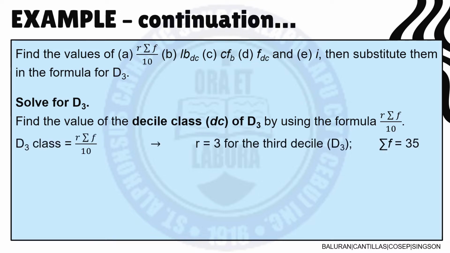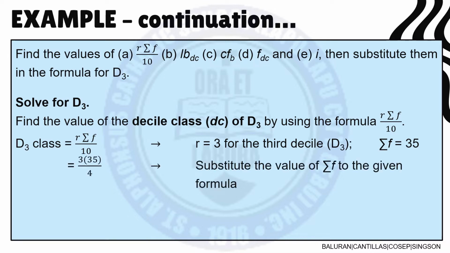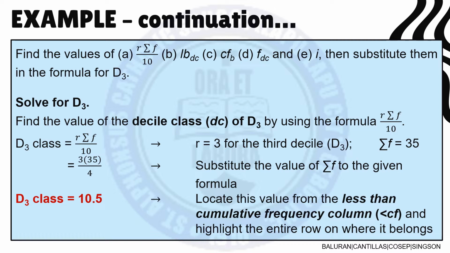This time, our R is equal to 3 since we are looking for the third decile, and our summation of f is equal to 35. Substitute them to the given formula, and then simplify. Therefore, our D sub 3 class is equal to 10.5.